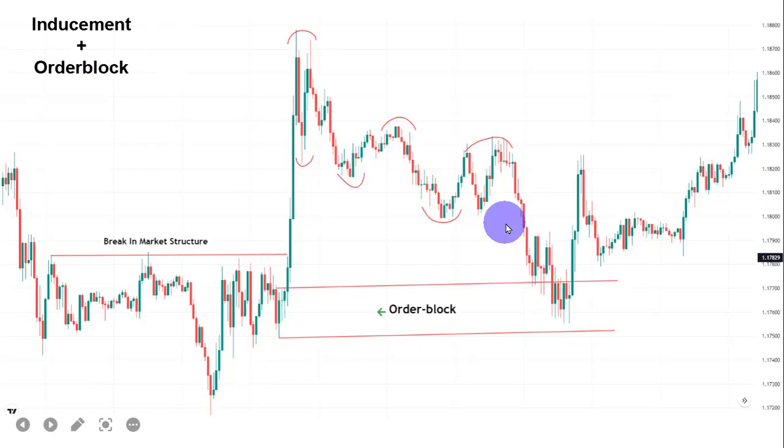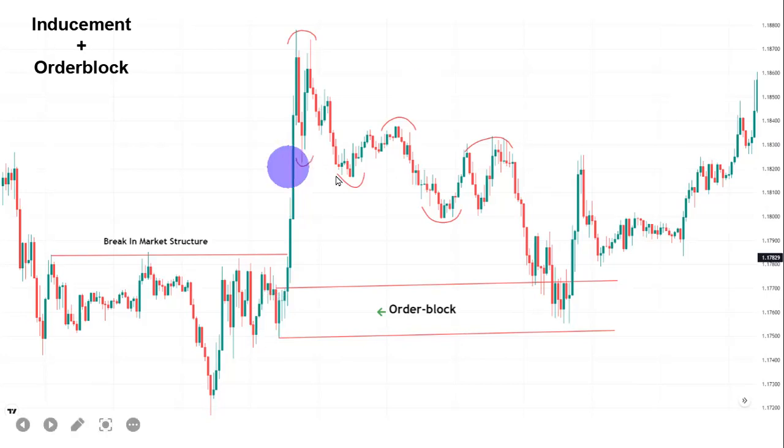So what is an inducement? An inducement is simply a liquidity point in the current price action. It induces traders to do the wrong thing so that the big traders are able to get enough liquidity to go the opposite direction. So what we have right here is this. Here we saw the strong movement of price, which is indicating that the big traders are buying. Then we begin to see price drop down.